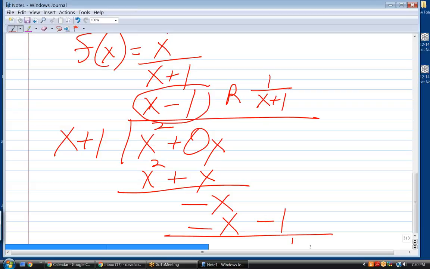The main part without the remainder is the equation of the slant asymptote. So the slant asymptote is just x minus 1? Yes. In other words, it's going to be that line right there. It's going to go through the minus 1 y-intercept, and it's going to have a slope of 1. And there would be a vertical asymptote at minus 1.